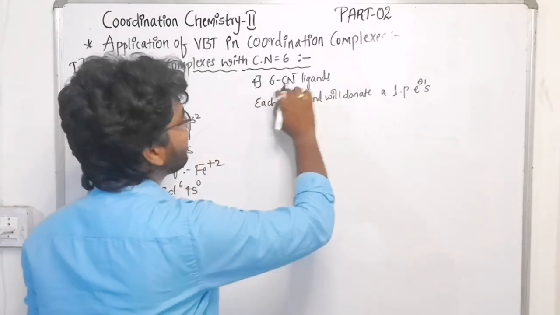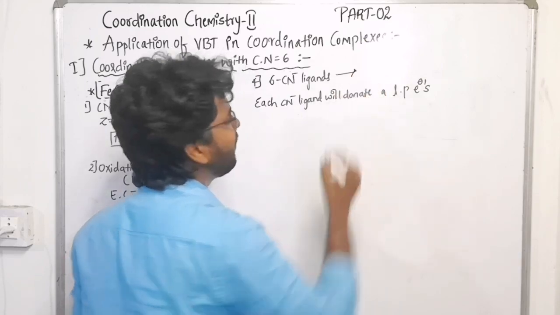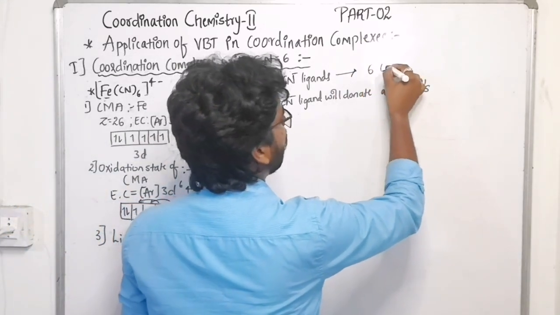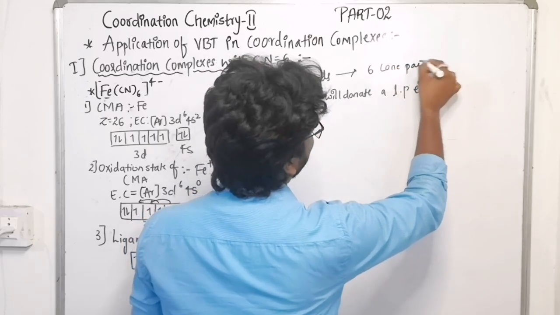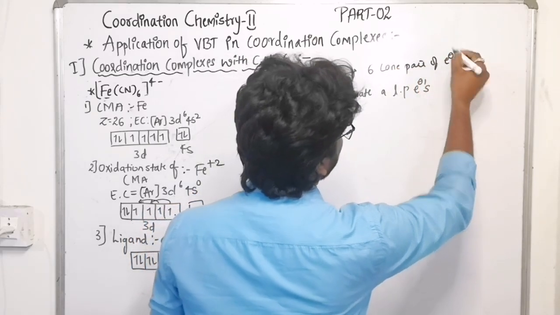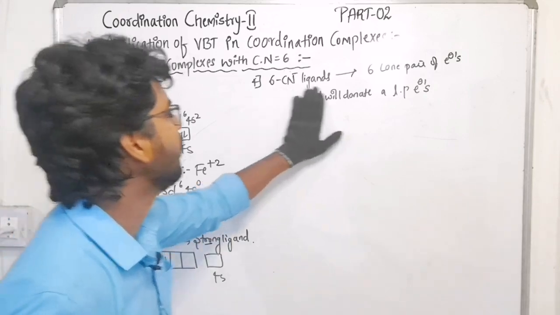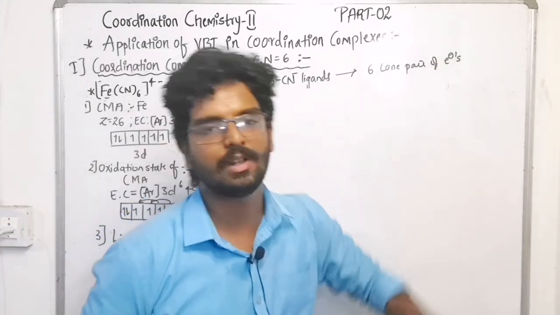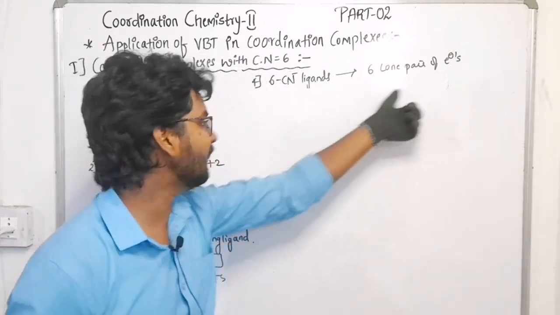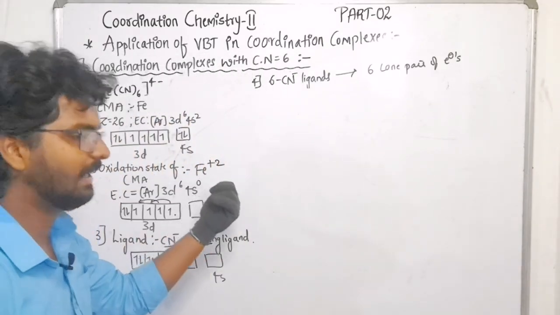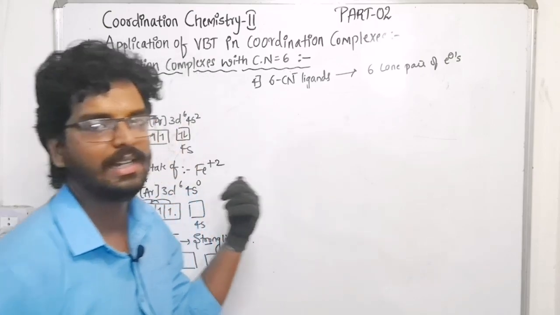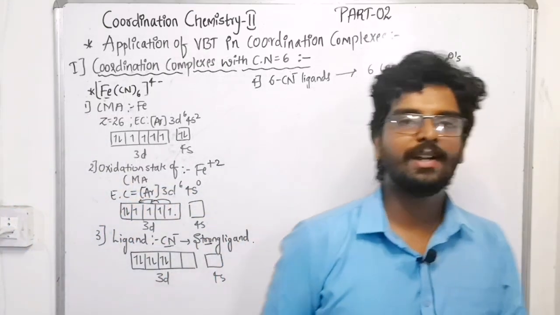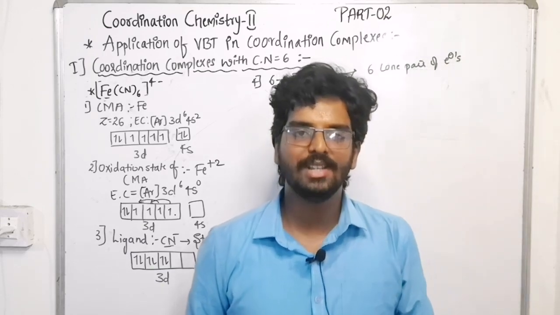That means 6 CN minus ligands will donate how many lone pairs of electrons? Very simple, sir. 6 lone pairs of electrons it will donate. So 6 CN minus ligands donate 6 lone pairs of electrons. To whom? To the central metal atom or the ion. Here it's the Fe+2 ion.